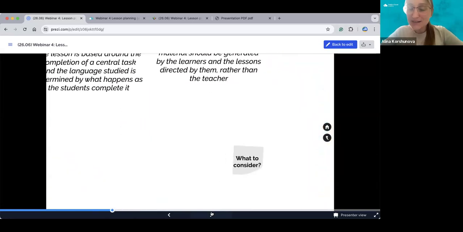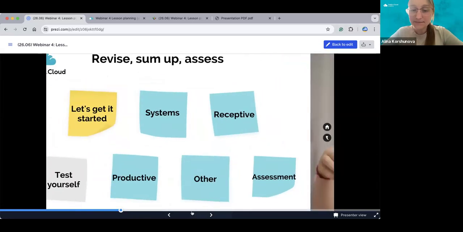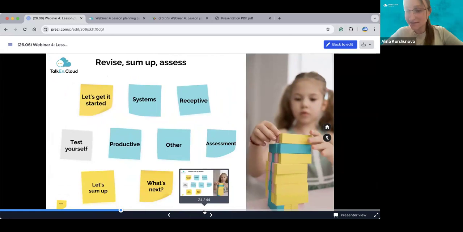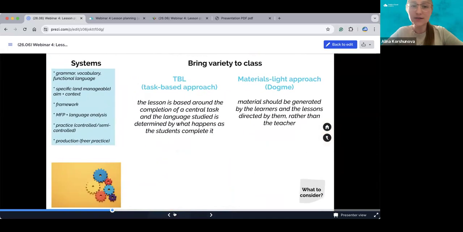If you have any other questions about systems lessons, let me know, or give your question in the chat, or leave your question till the end of our session. We will discuss it. The key point here that I wanted to say is to bring variety to class. We have very good common frameworks for systems. We can plan PPP, task-based presentation all the time, but we need to be flexible, and we need to bring some variety to class to keep our students more motivated.